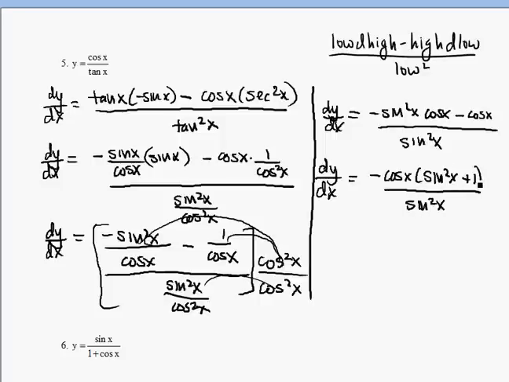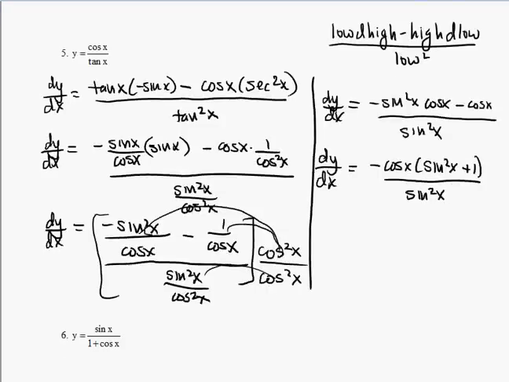You would think that you could simplify this, but there is no trig identity with sine squared x plus 1. It's 1 minus sine squared x, so therefore I can't change this. This is a pretty ugly answer, so let's just leave it. I did the best I could.